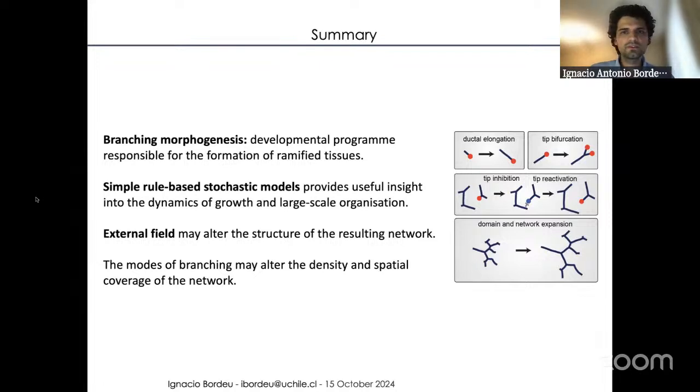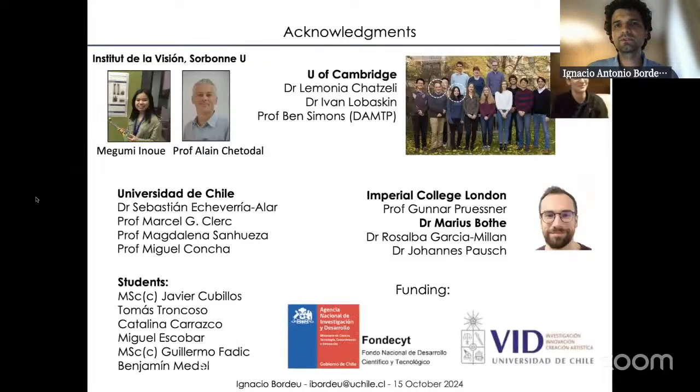So with this, I want to finish. I just want to acknowledge quite a bunch of people. Of course, I want to acknowledge Ben Simons. I was in his group, and I'm continuing working on this project. I now have new avenues and branching events also in physics, and that's why I put some people from the University of Chile here. We've been studying branching events on liquid crystals as well. With Lemonia, we're now exploring the human salivary gland.